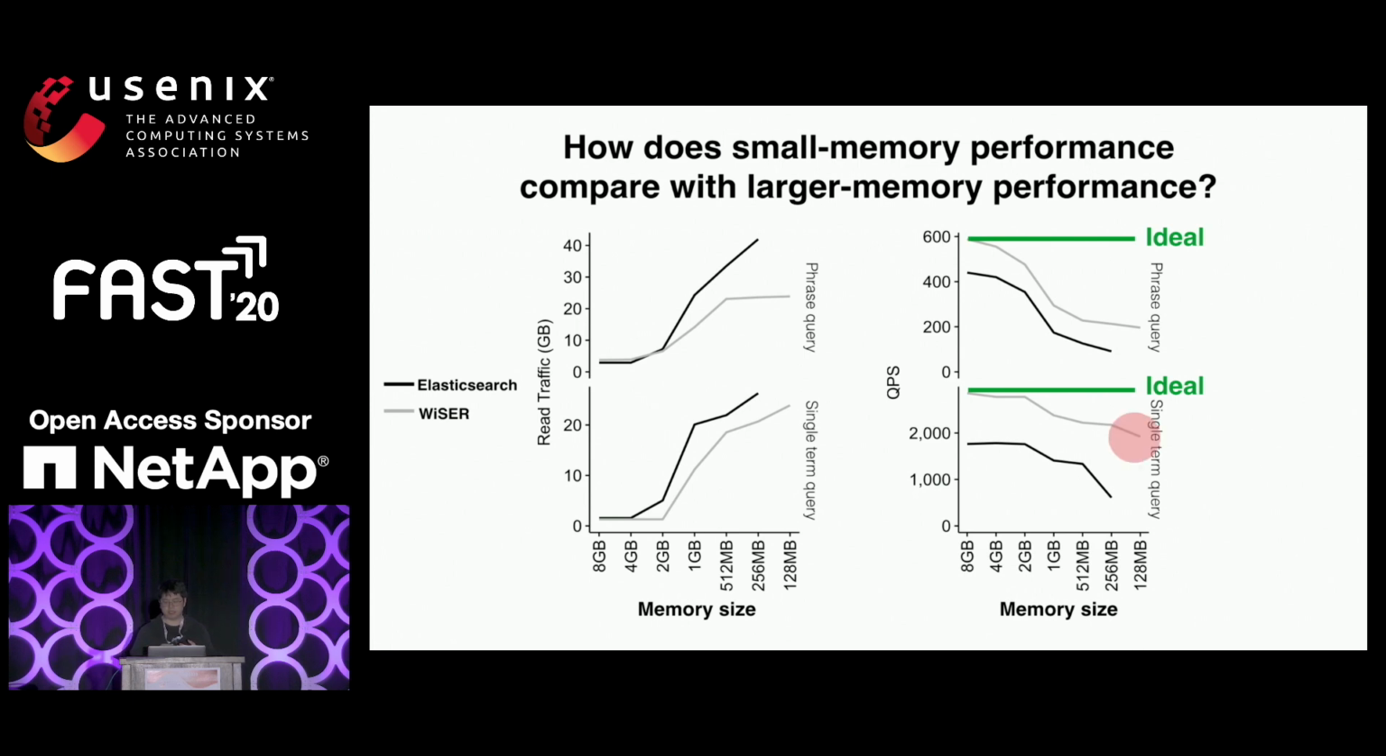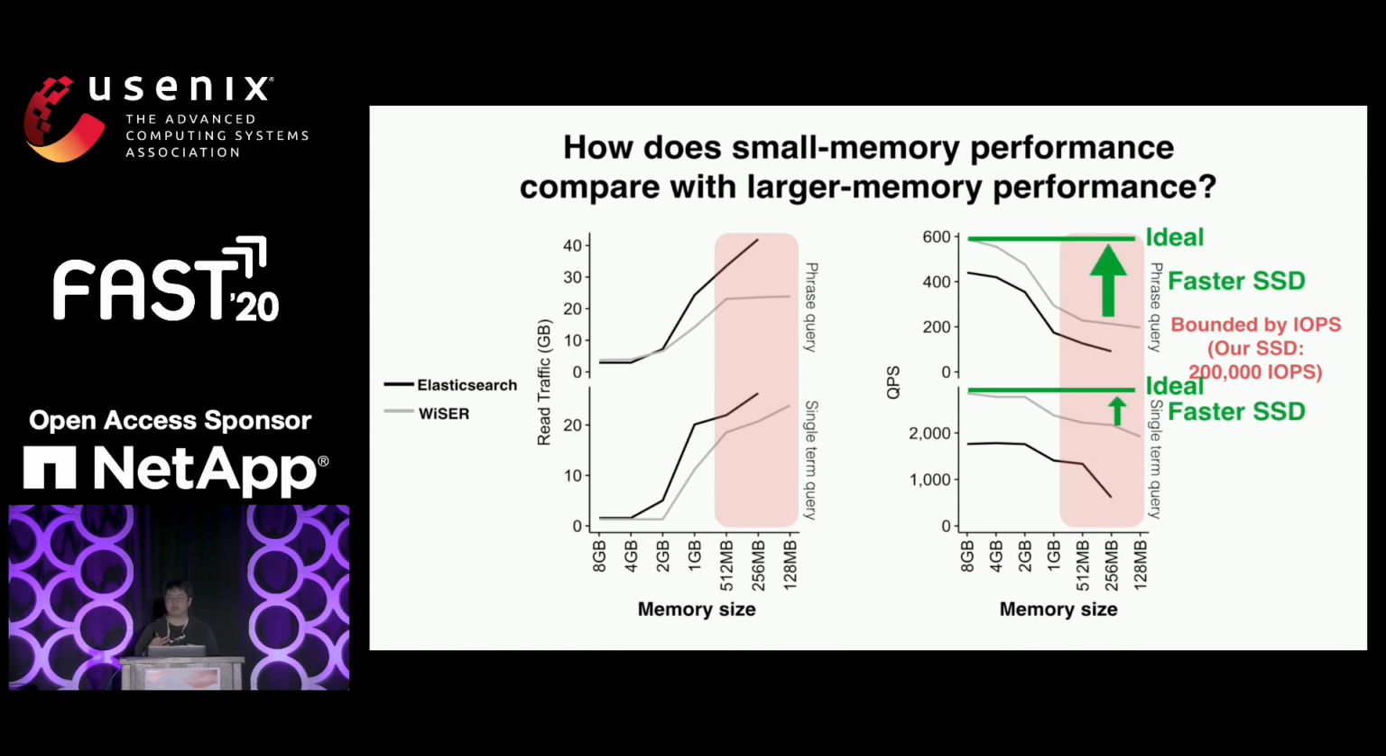There's this interesting case here where the small memory WiSER performance is higher than the large memory performance of Elasticsearch. That's for two reasons. First is because of the techniques that we proposed. Another reason is simply the more efficient implementation of the search engine in WiSER. We also noticed that when the memory is very small, the system performance is bounded by the IOPS of the SSD. We believe that if we replace it with a higher performance SSD with a lot more IOPS, we have the potential to reach the ideal performance there.